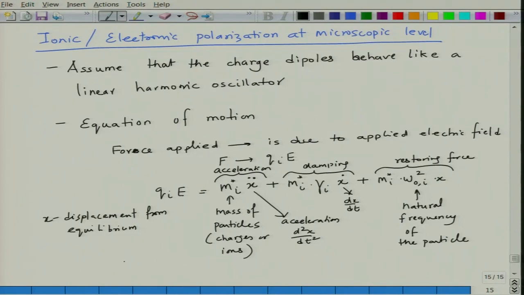So, we can write this equation alternatively as qiE is equal to mi star into d2x by dt square plus mi gamma i into dx by dt plus mi star into omega naught i square into x. This is the equation of motion. So, you will have applied force, in response to applied force every particle will feel acceleration, and then you will have damping, and you will have a restoring force because of the spring through which it is connected, which we assume, okay.